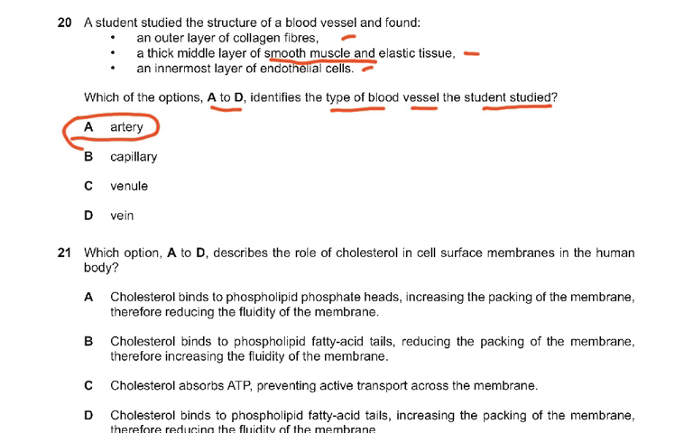Smooth muscle, a thick middle layer. So that will only be an artery, that can't be a vein or a capillary. A capillary of course has nothing in it. It just has a one cell thick endothelium. Endothelium, please remember that.